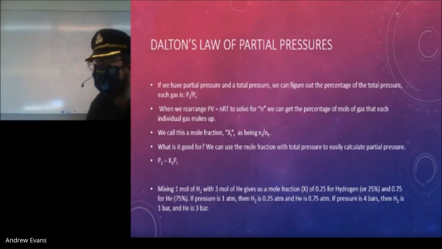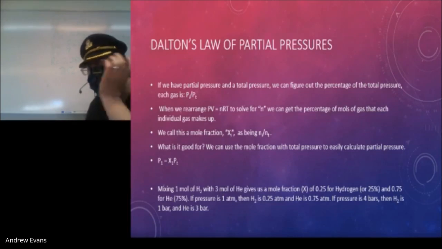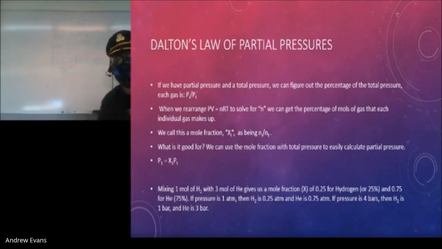If I instead had 4 bars, 25% of 4 is 1. And the other 3 is made up of helium. So any fraction I could give you, say the total is 250 torr. 25% of 250 would be how much hydrogen there is. And then 75% of 250 would be how much helium there is. It doesn't matter the number. It doesn't have to be a perfect number, but we're going to have a relationship.